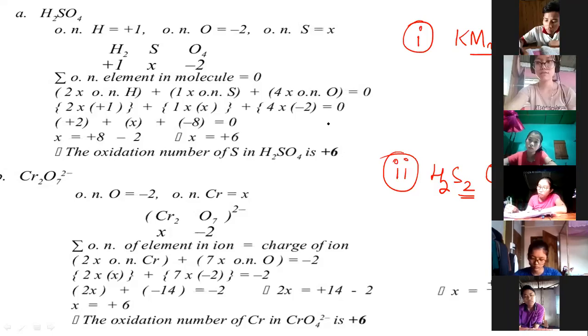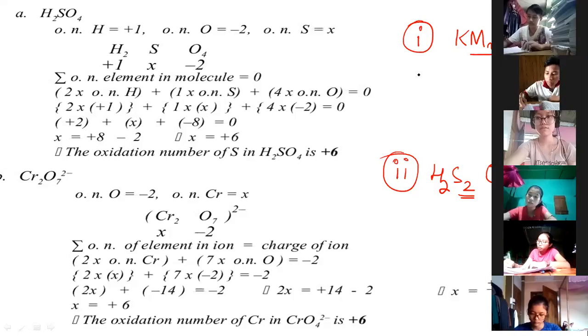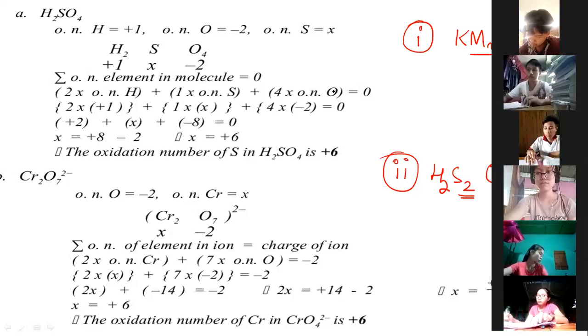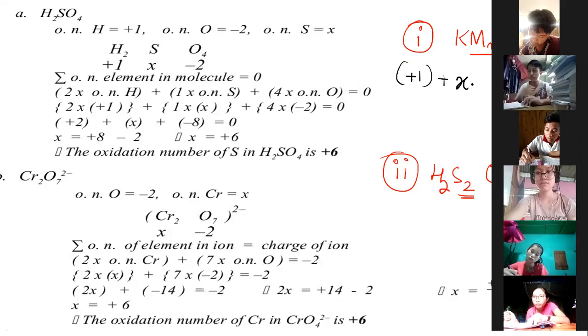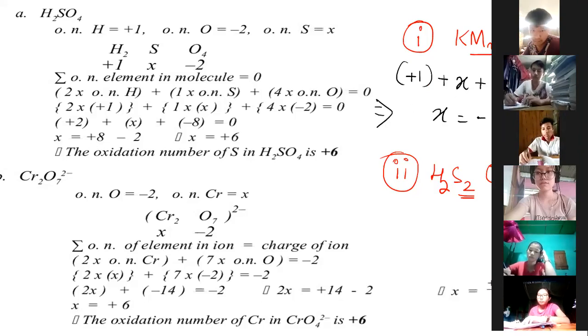Now, those who got the answer, tell me what is the oxidation state of manganese. +7. Okay, +7, let us check. Potassium is +1. Then manganese is x, with oxygen 4 times minus 2. Oxygen is always -2. Apply rule number 7, the sum is 0. Very good, you get +7.